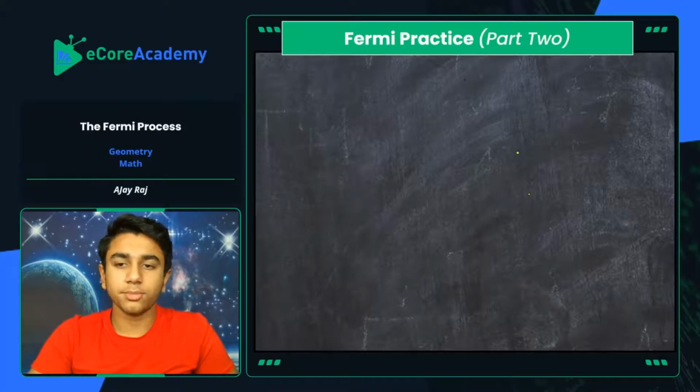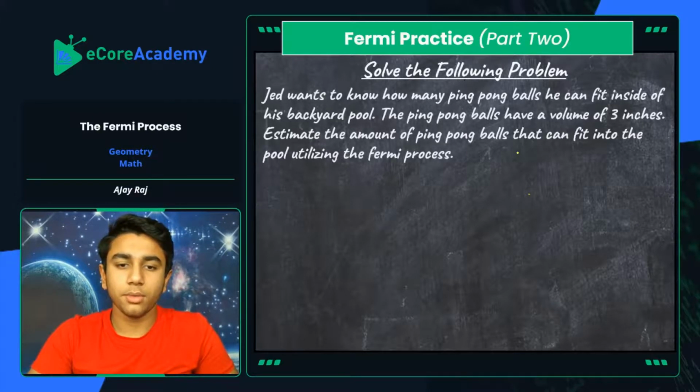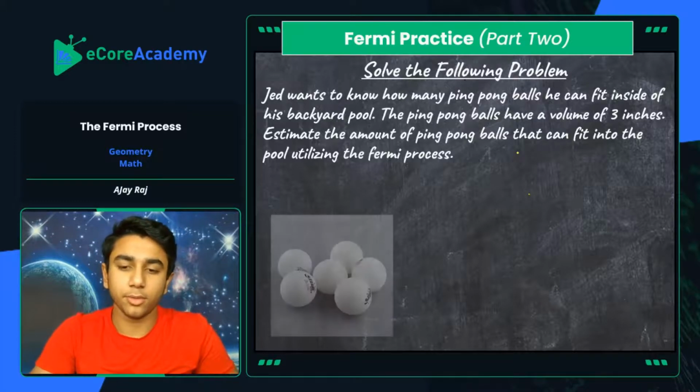On to Fermi practice part 2. We're going to solve the following problem. Jed wants to know how many ping pong balls he can fit inside of his backyard pool. The ping pong balls have a volume of 3 inches. Estimate the amount of ping pong balls that he can fit into the pool utilizing the Fermi process.